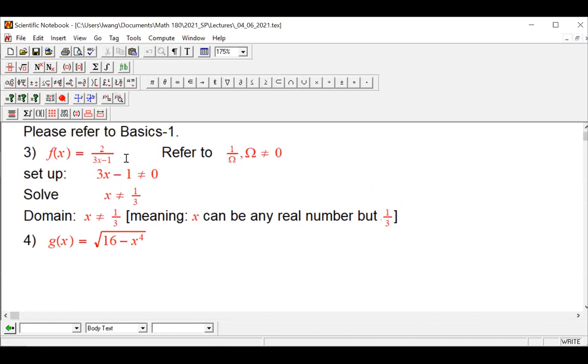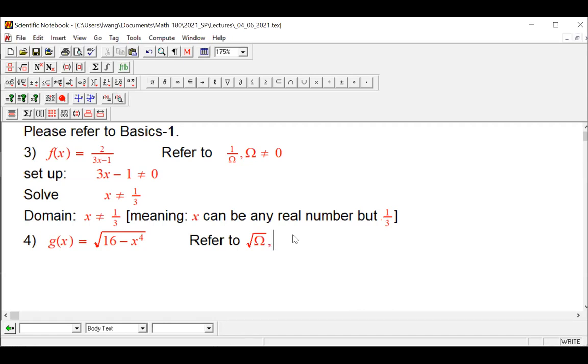Of course, we can refer this to a basic function which we have learned, right? Refer to that basic function, square root of x. What is the domain for square root of x? Or for that matter, we just go straight to it: anything taken square root.